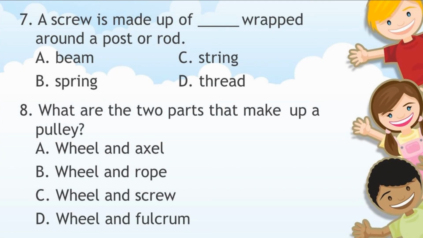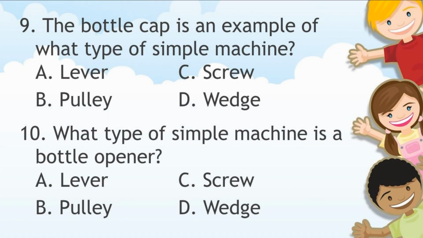Number 7. A screw is made up of blank wrapped around a post or rod. A. Beam. B. Spring. C. String. D. Thread. Number 8. What are the two parts that make up a pulley? A. Wheel and axle. B. Wheel and rope. C. Wheel and screw. D. Wheel and fulcrum. Number 9. The bottle cap is an example of what type of simple machine? A. Lever. B. Pulley. C. Screw. D. Wedge. And number 10. What type of simple machine is a bottle opener? A. Lever. B. Pulley. C. Screw. D. Wedge.